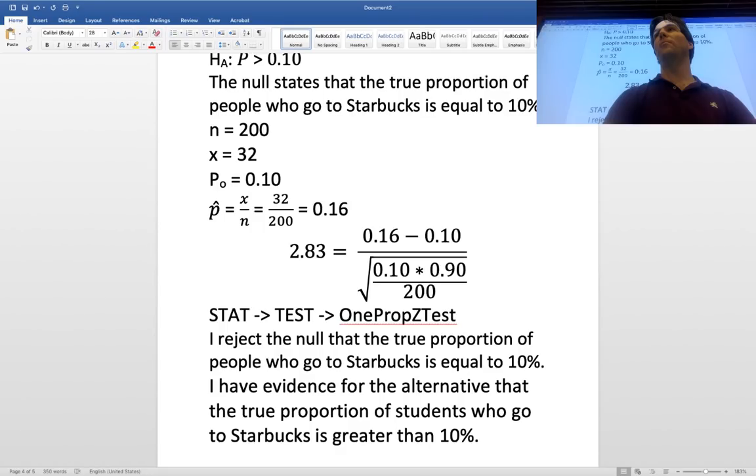So we have evidence for the alternative that more than 10% are going, and it might say something like UT will open another one if they have evidence of this. You would say UT has the evidence they need to suggest that more than 10% of students are utilizing this new Starbucks, so they would open another one. Sometimes we have some actionable thing that they will do if they reject the null, and they do have the evidence they require right here.